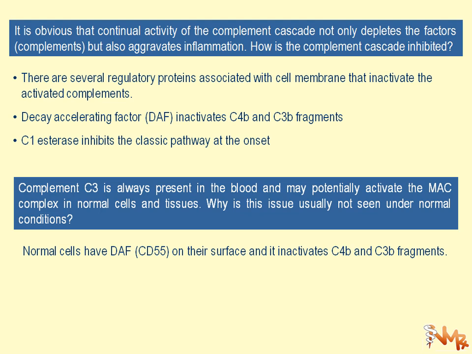DAF is on the surface of practically every cell of the body and is more abundant also in bone marrow derivative cells, as we're going to see shortly. So normal cells have DAF, and DAF is the one that inactivates C4b and C3b fragments. So DAF inactivates activated C4 and activated C3, if you wish.